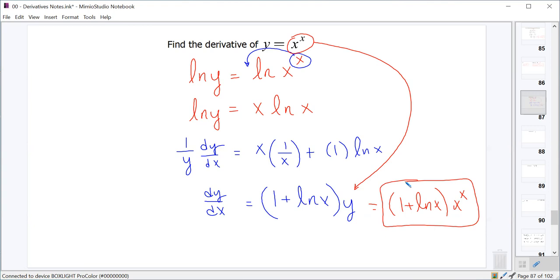And that's how logarithmic differentiation works. Take the logarithm of both sides, the natural log of both sides, pull that function that's in the exponent out to the front, and then differentiate implicitly, remembering at the end that when you multiply by that y, you need to then convert it back to all in terms of x.